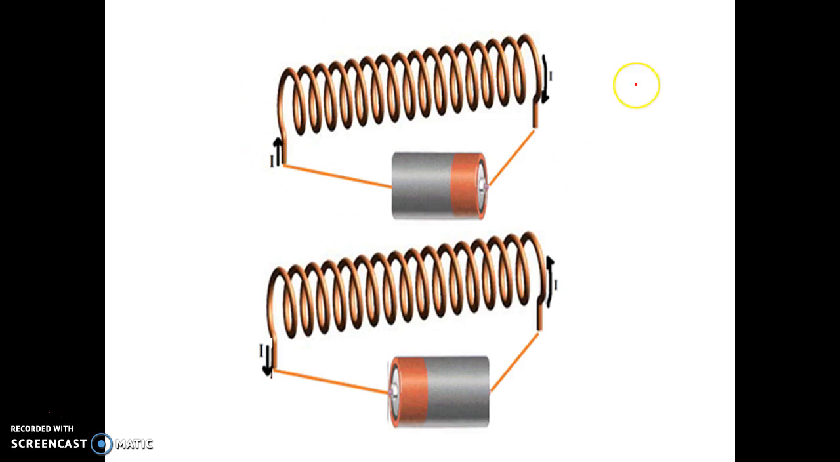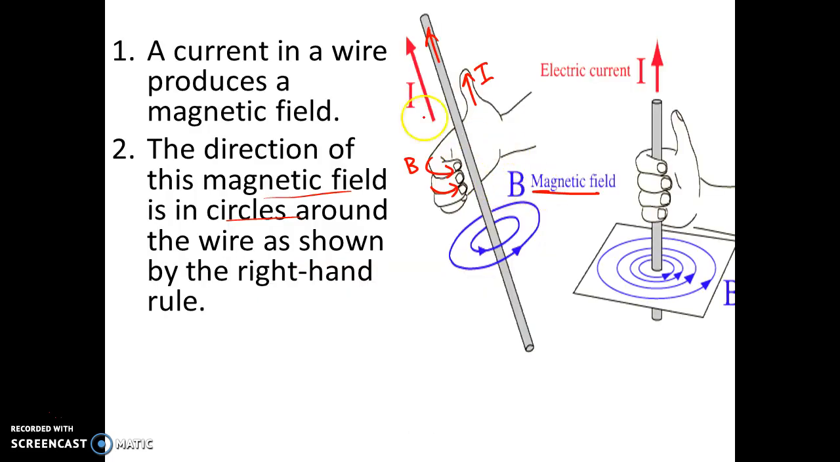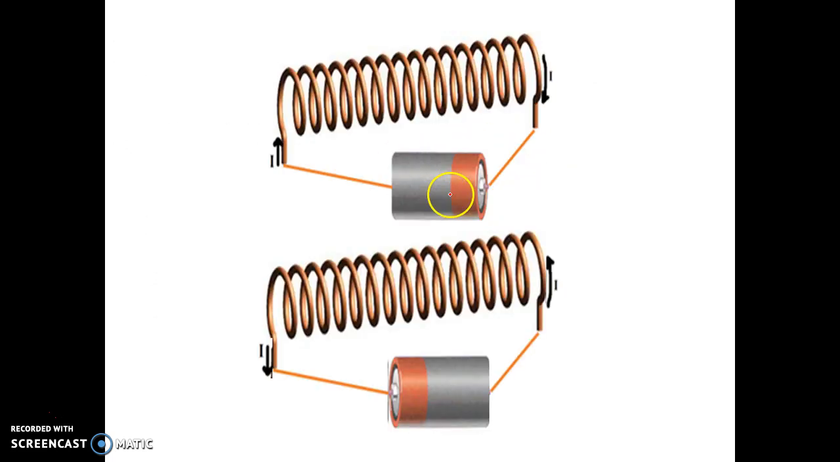So here I have two electromagnets. The electromagnet is just using electricity to produce magnetism. So whenever you have current in a wire, this occurs. Let's say this is my positive end of my battery, my negative end of my battery, and let's assume that the current is moving in this direction. So the current is moving up here.